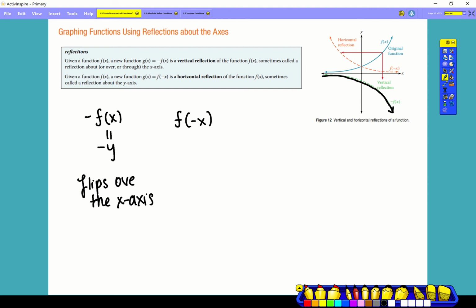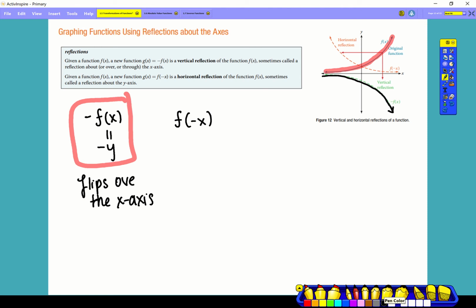So that means that we took all of our y's from the original equation, and I'll highlight that one. This is the original. So we took all of our y values and we just made them negative, which is what this says.